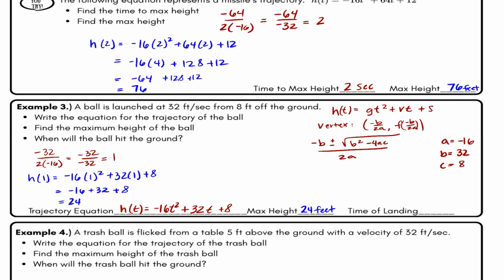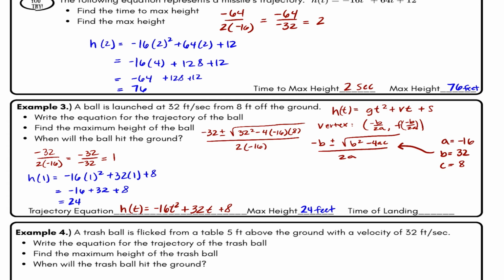All right, so I'm going to take those values, plug them into the quadratic formula, and we're going to solve it. So we get -32 plus or minus the square root of 32 squared minus 4 times a, which is -16, times c, which is 8, all divided by 2 times a, 2 times -16. All right.